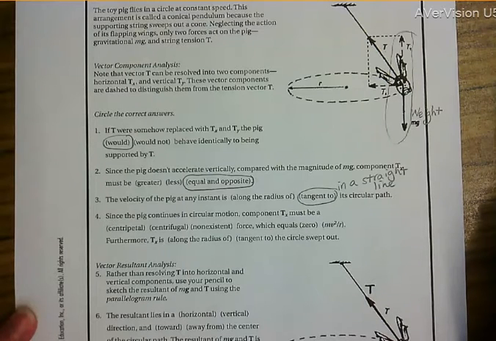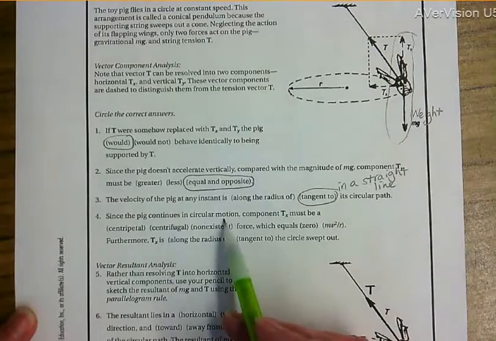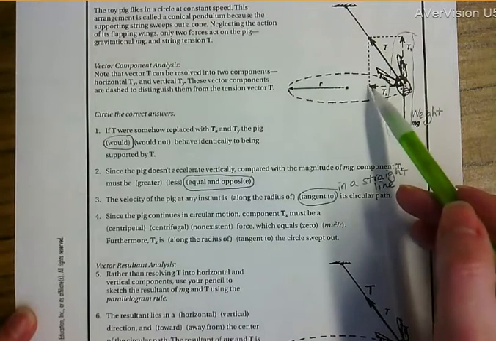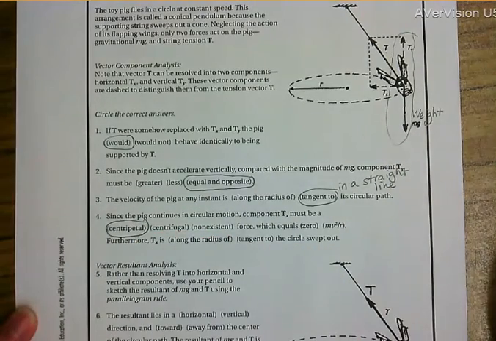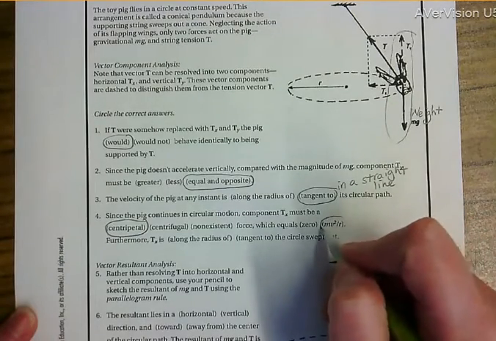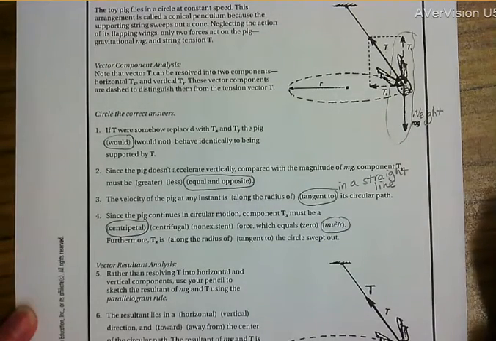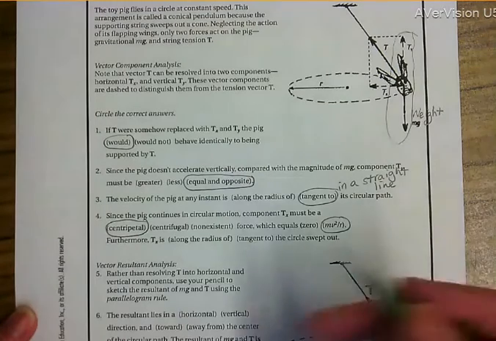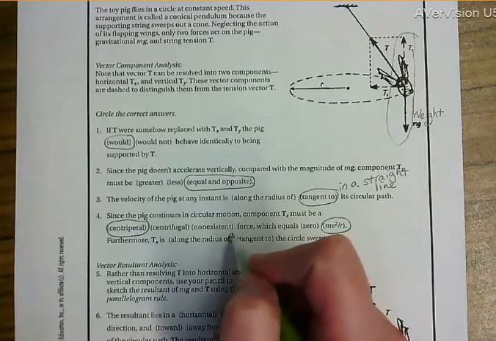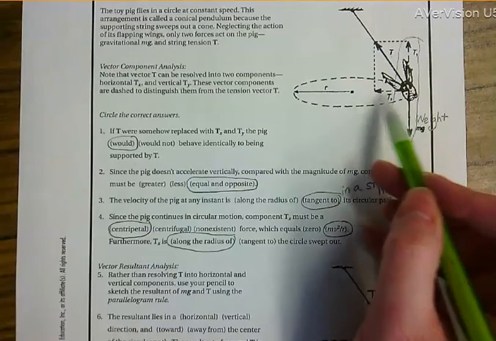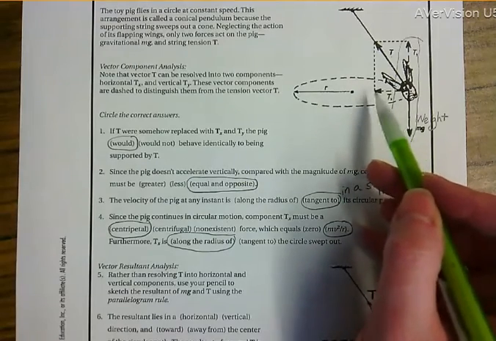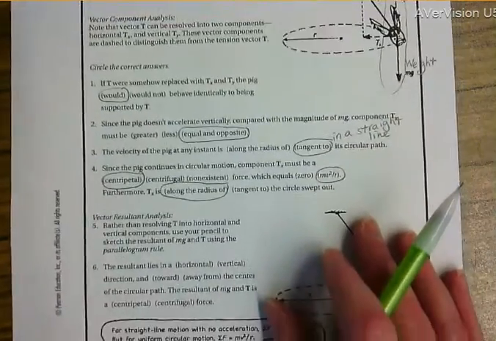Since the pig continues in circular motion, component Tx must be, well, if it's circular motion and it's towards the inside of the circle, it has to be a centripetal force, which equals mass times velocity squared divided by radius. Furthermore, Tx is along the radius of the circle swept out. So here's our circle, here's our radius. Our horizontal component of the tension is along that radius.